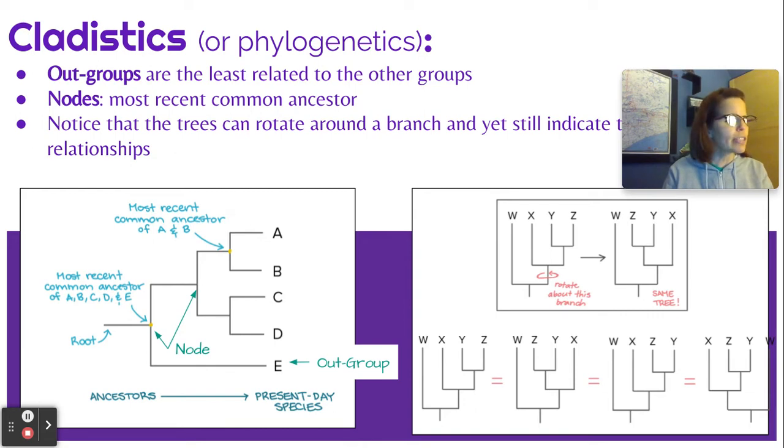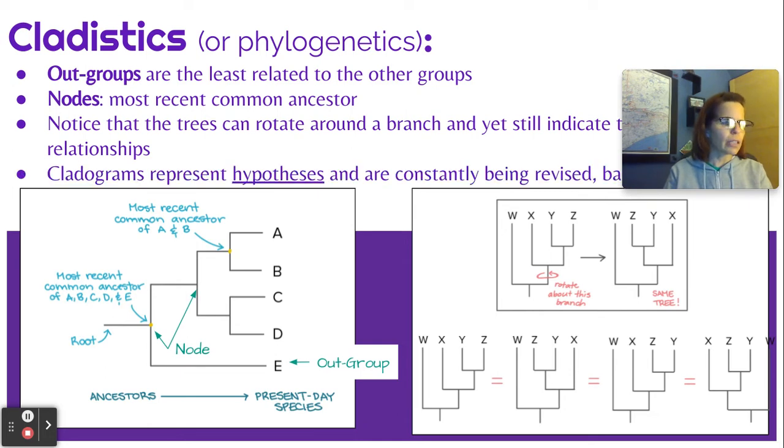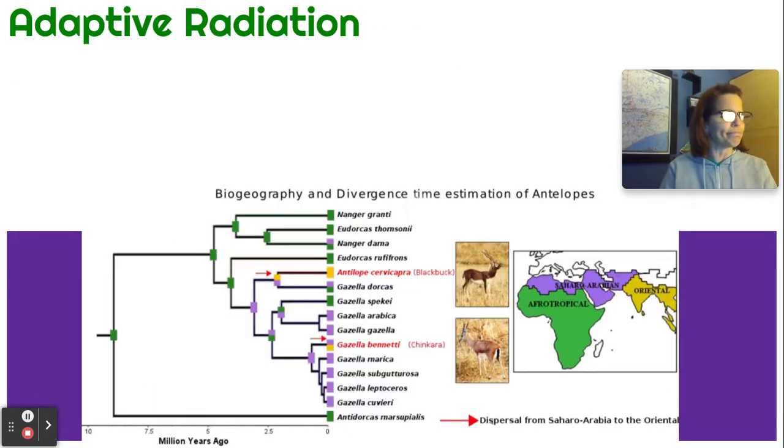And then also just notice that the trees can rotate around a branch. So look at the right diagram, and yet still indicate the same relationships. And then cladograms represent hypotheses. This is how we think it went. This is who we think is most closely related. But as soon as we get more information that gives us more nuanced information, then we change the cladogram. So they're constantly being revised based on evidence.